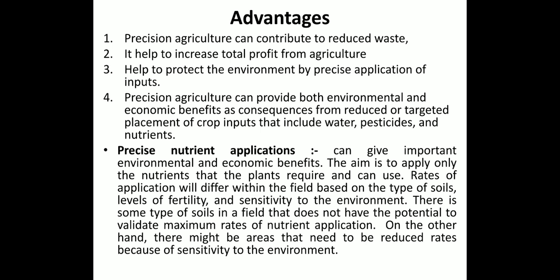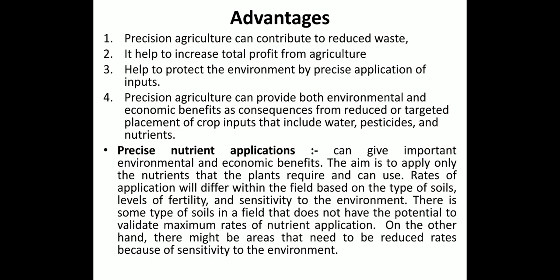It helps to increase the total profit from agriculture. The main goal of precision agriculture is to maintain profitability, sustainability, and environmental quality. As we know, the main advantage of precision farming is to increase the total profit. It also helps to protect the environment by precise application of inputs.